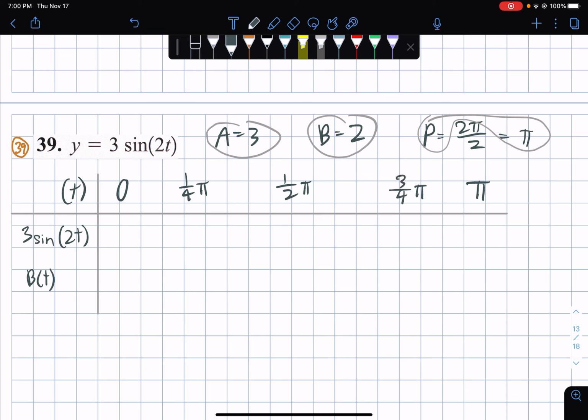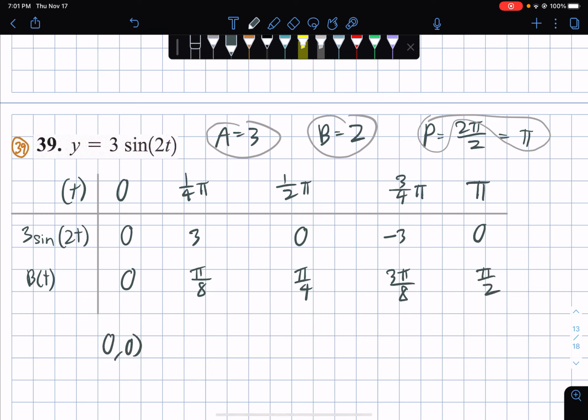So multiply those t variables with 3 sine times 2. We have 0, 3, 0, negative 3, and 0. Then for bt, it's t divided by b, or in other words, 0 divided by 2, which is 0, pi over 4 divided by 2, which is pi over 8. Pi over 2 divided by 2, which is pi over 4. 3 pi over 4 divided by 2 is 3 pi over 8. And pi divided by 2 is pi over 2.